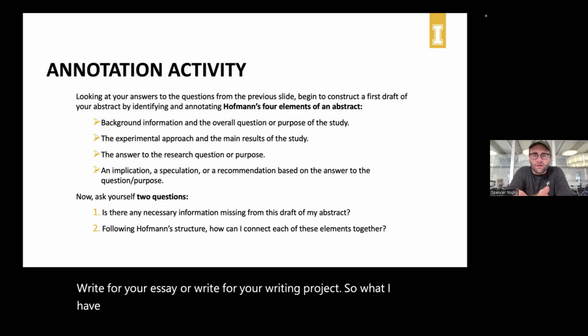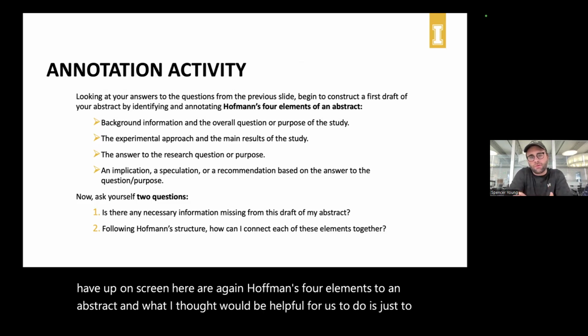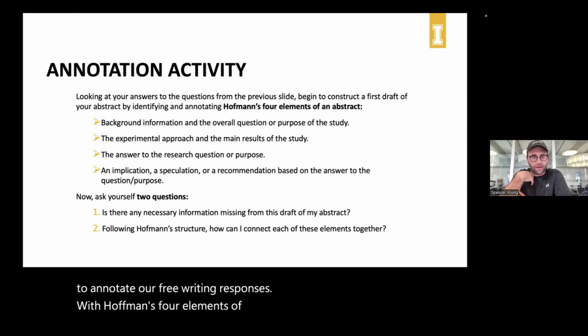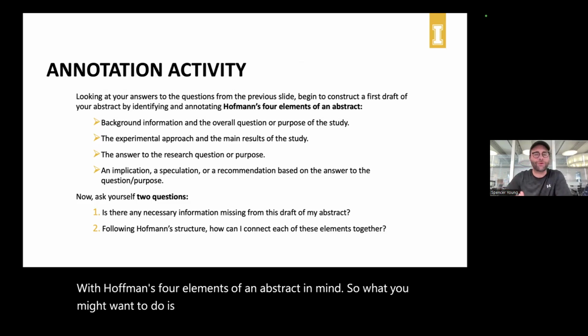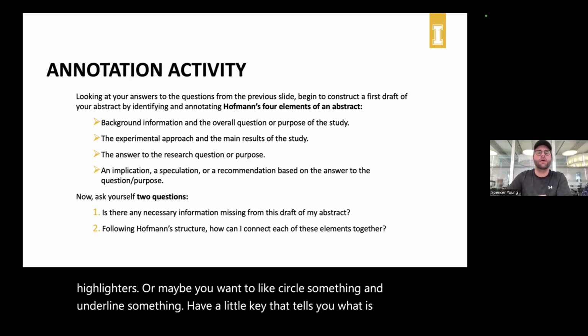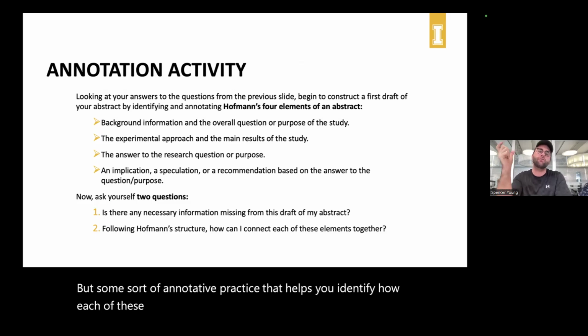So what I have up on screen here are, again, Hoffman's four elements of an abstract. What I thought would be helpful is to annotate our free writing responses with Hoffman's four elements in mind. You might want to have four different colors of pens or highlighters, or circle something and underline something, and have a little key that tells you what is what, some sort of annotative practice that helps you identify how each of these parts of your abstract fit together.